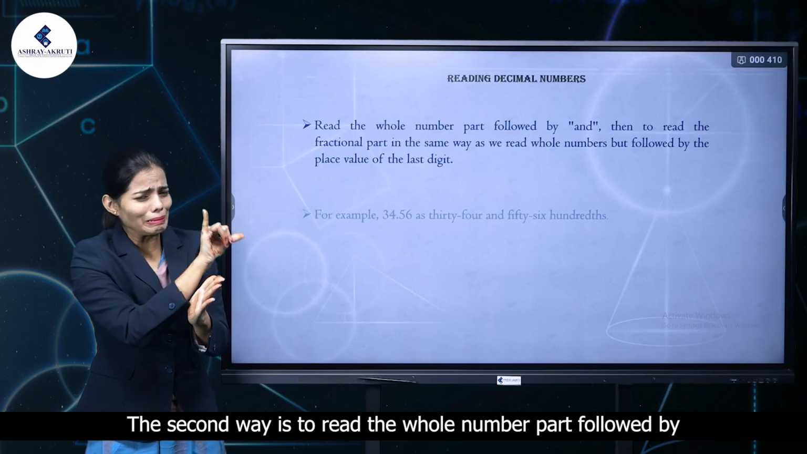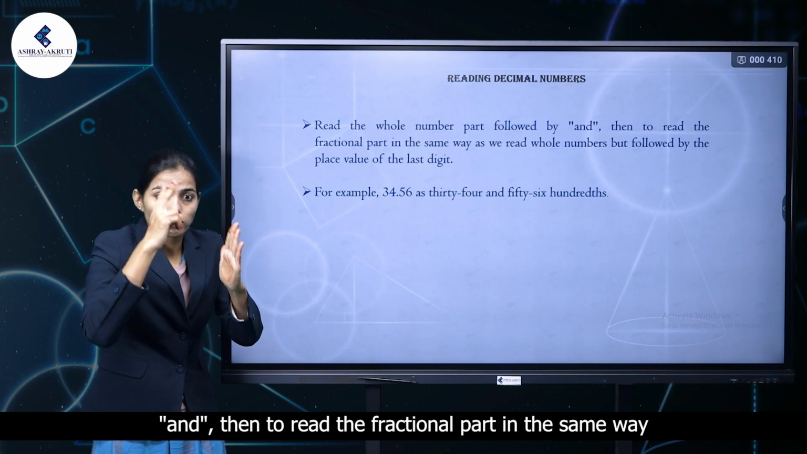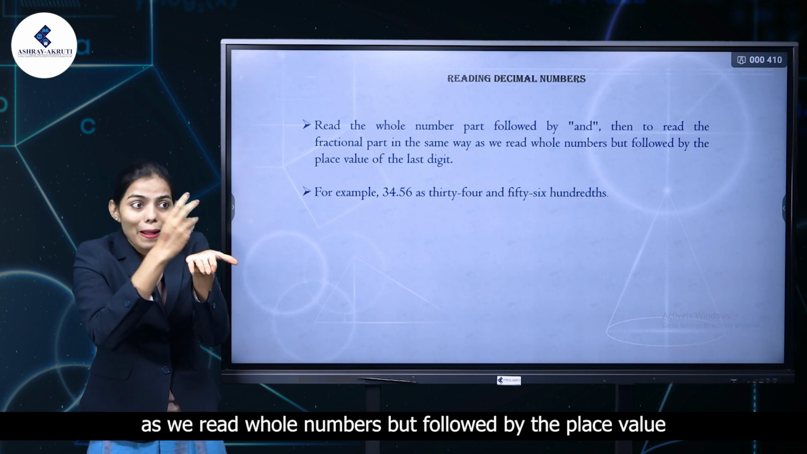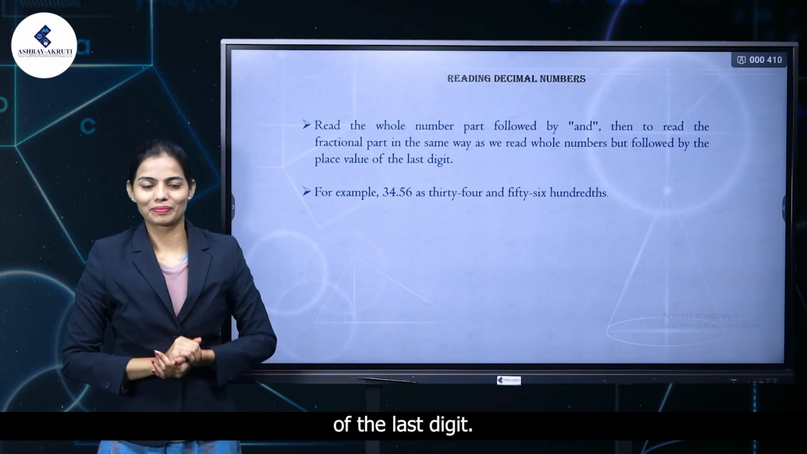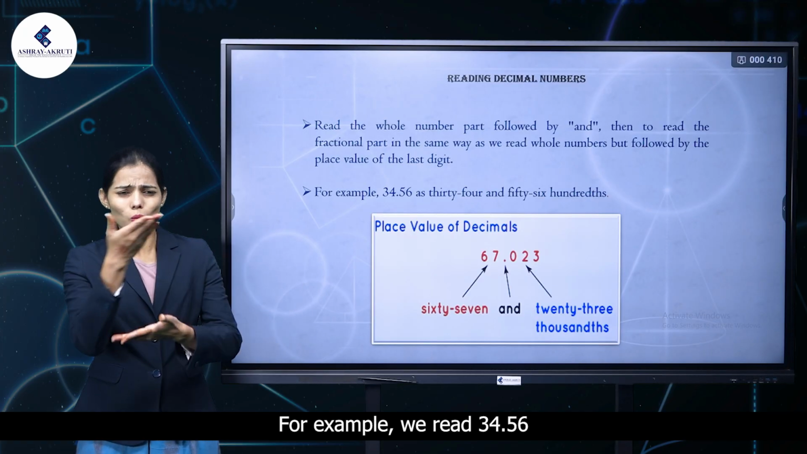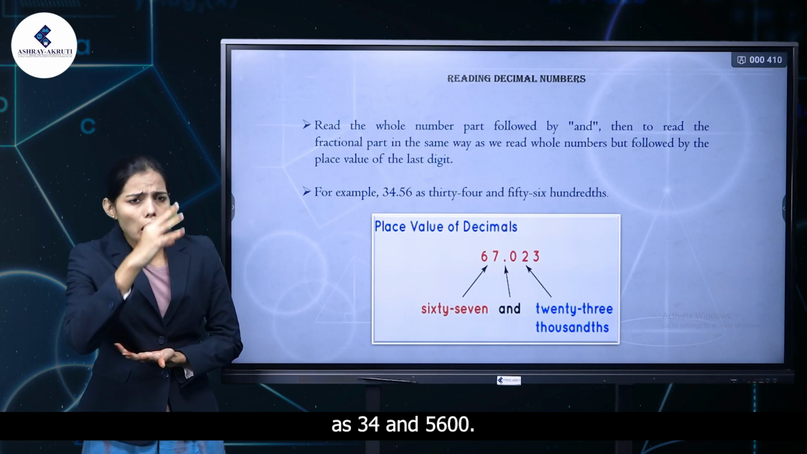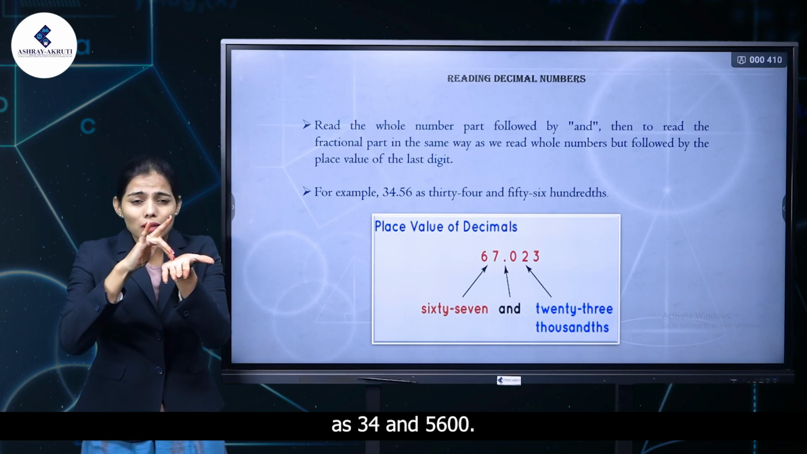The second way is to read the whole number part followed by and, then to read the fractional part in the same way as we read whole numbers but followed by the place value of the last digit. For example, we read 34.56 as 34 and 56 hundredths.